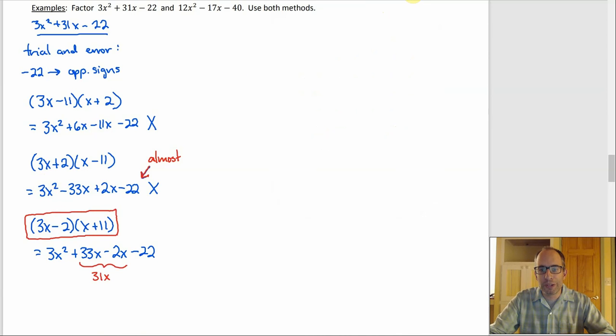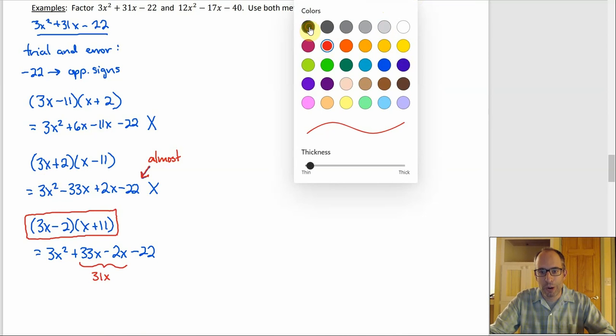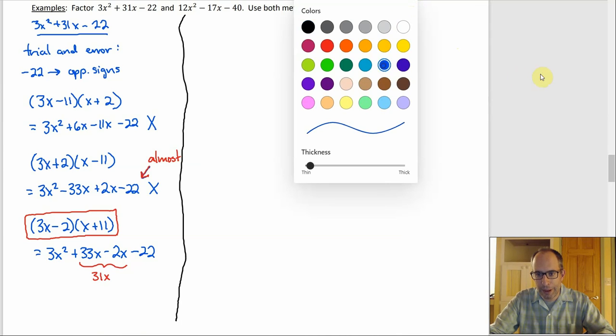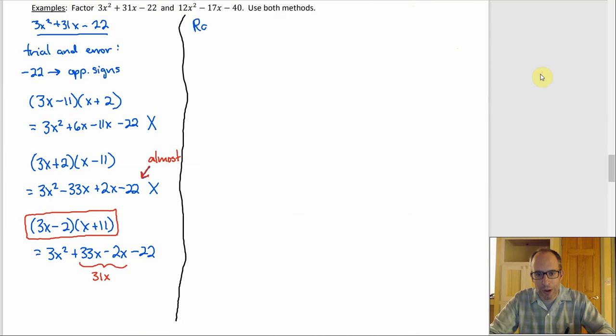Okay. For comparison's sake, what if you wanted to do this with the rainbow method? Let me just section this off and make that blue. All right, so we're going to do the same one, but with the rainbow method. So we have the 3x squared plus 31x minus 22. We are going to get the same answer, but I just wanted to show you how this goes. I'll make the rainbow a different color. I'll make a red rainbow.